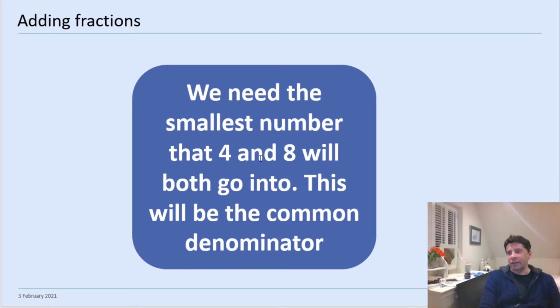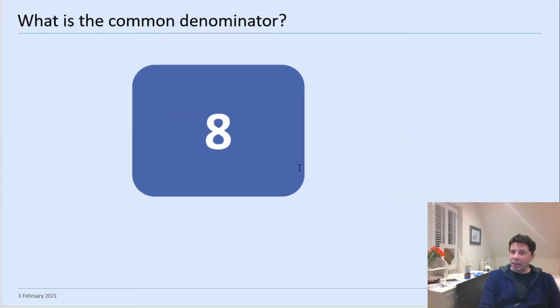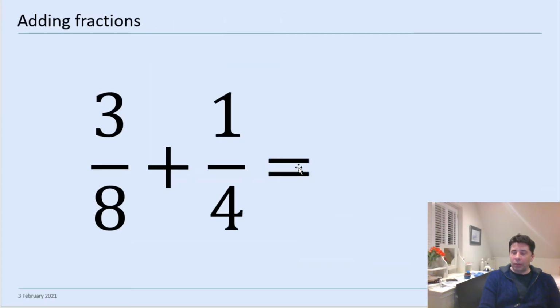So in this case, one of the numbers is actually the lowest common multiple. That's not the case with 3 and 4. 3 and 4 both go into 12. But for 2 and 4, 2 and 4 both go into 4. And 4 and 8 both go into 8. So 8 is the common denominator. It's the lowest common multiple of 4 and 8.